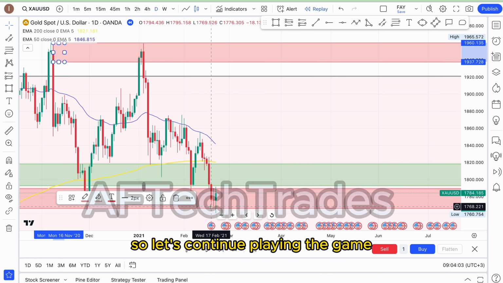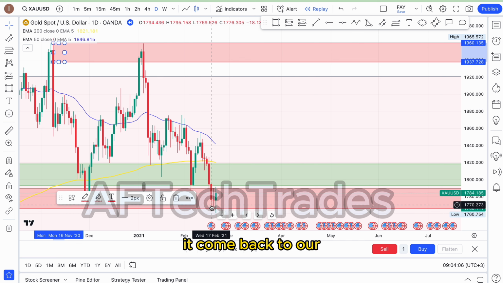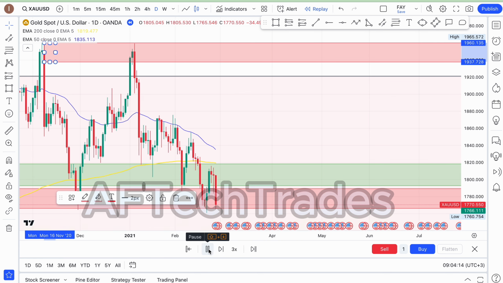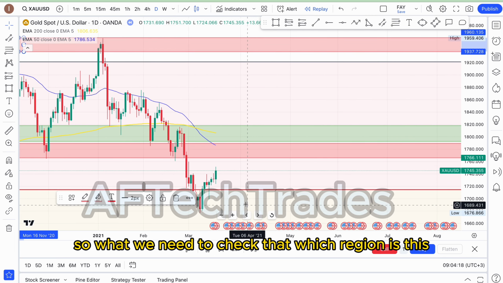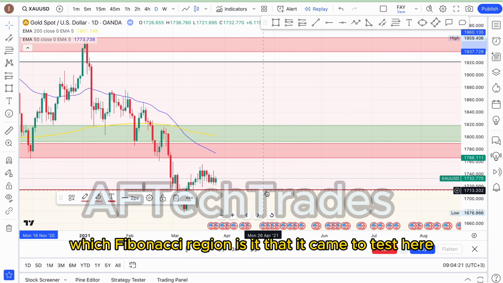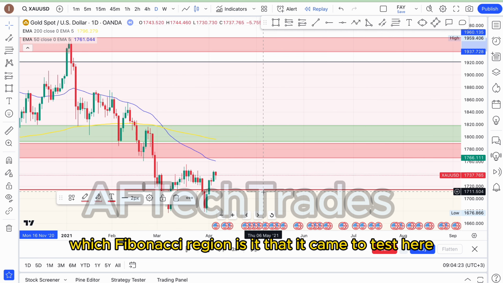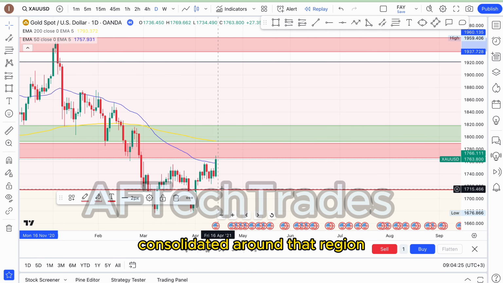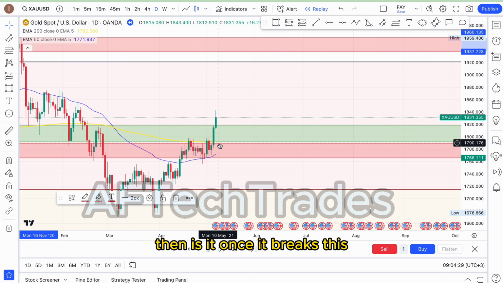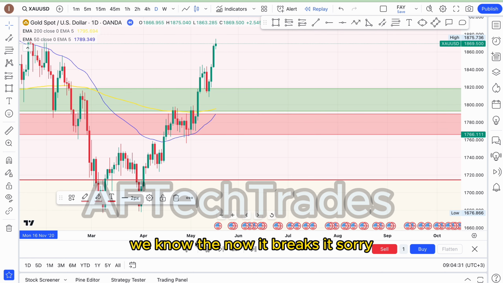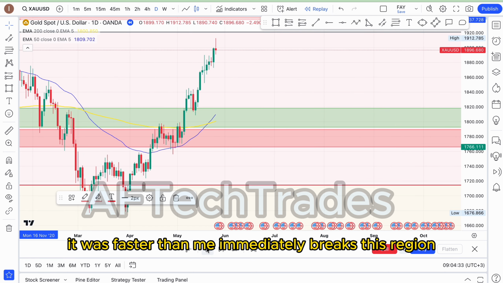So let's continue playing. Again, it come back to one of our regions. Here, play the button. Good, it breaks it. Do we have another region? So what we need to check is which region is this, which Fibonacci region is it that it came to test here, consolidated around that region. Then is it good? Once it breaks this, we know now it breaks it. Sorry, it was faster than me.